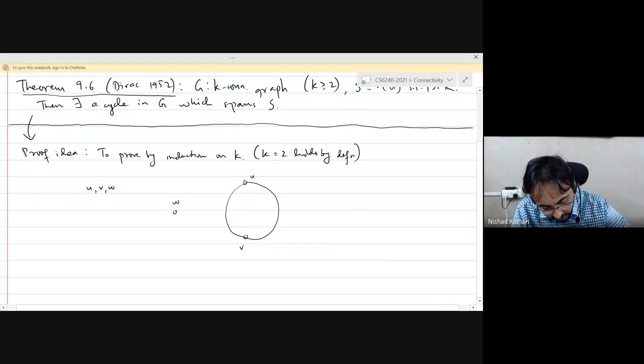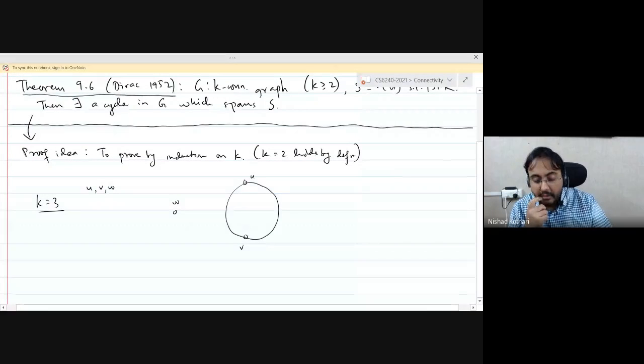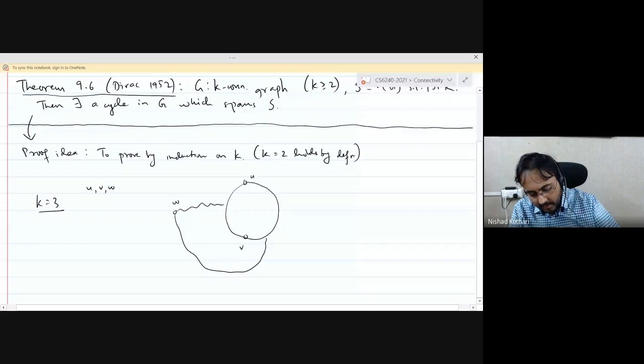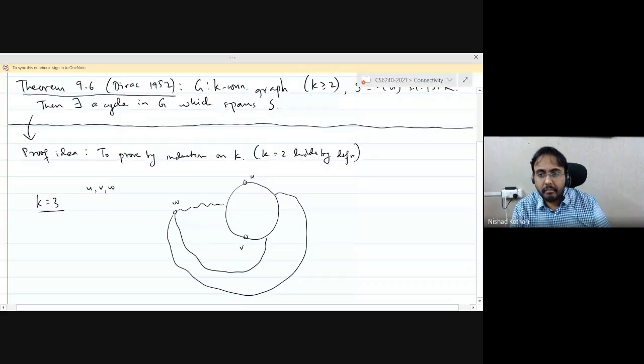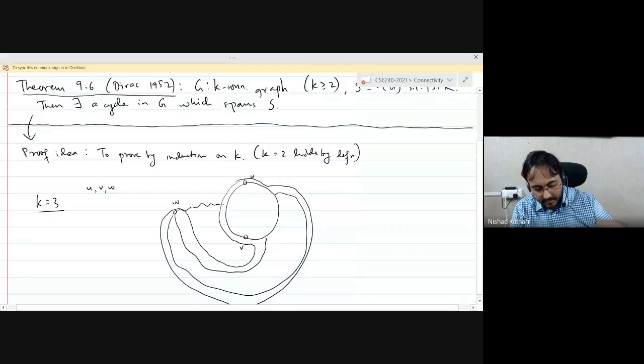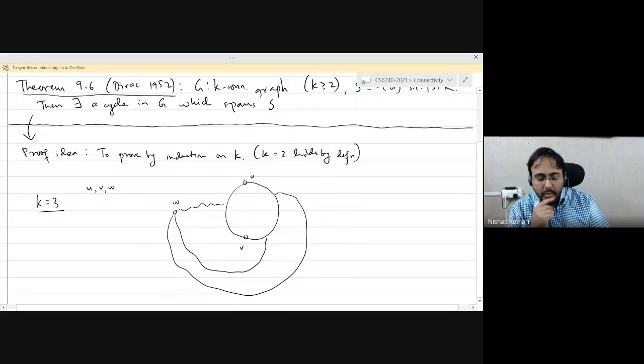So I'm trying to prove for k equal to 3. But maybe I cannot find two such paths. Maybe I can find paths which are not going exactly to these two vertices, but let's say there is a path going here, there's another path going here, and there is yet another path going here. Right? This is all hypothetical. Then once again, I can modify to include this stuff, and I'll get a cycle accordingly. But again, who is going to guarantee the existence of such paths?